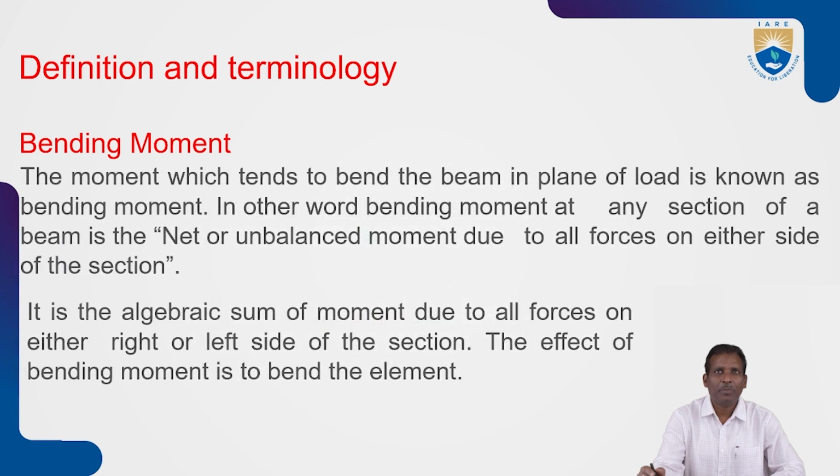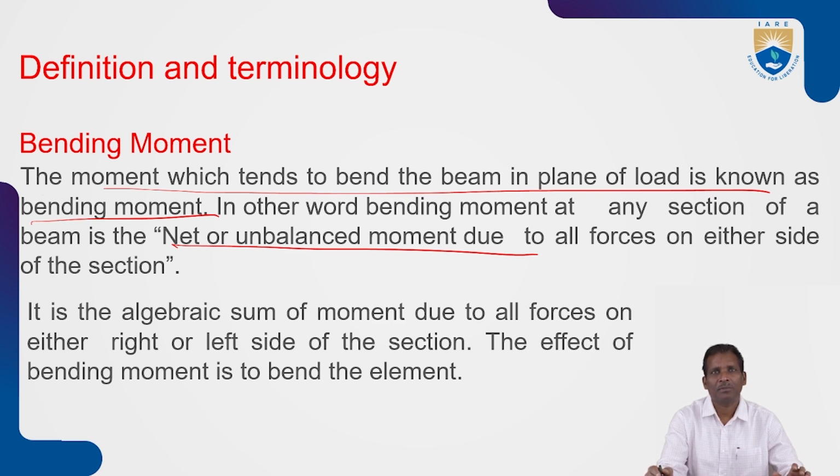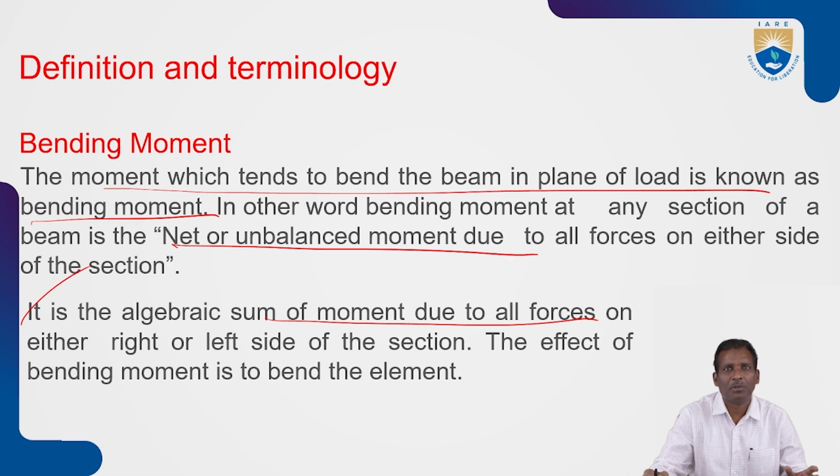So the moment which tends to bend the beam in the plane of load is known as bending moment. In other words, the bending moment at any section of a beam is the net or unbalanced moment due to all forces on either side of the section. It is the algebraic sum of moments due to all forces on either the right or left side of the section. The effect of bending moment is to bend the element.